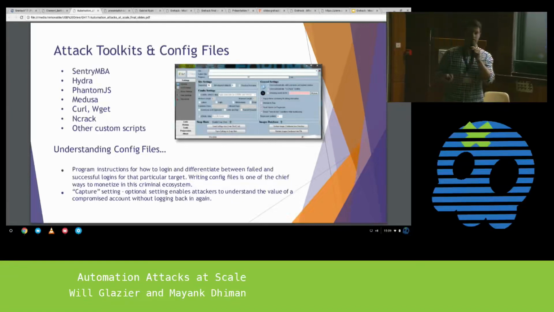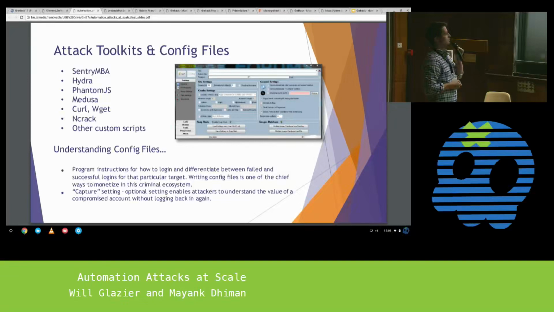A configuration file is simply a text file that tells the tool the login flow, the request-response pattern, the auth expressions for a certain site. What does a valid login response look like? What does an invalid login response look like?